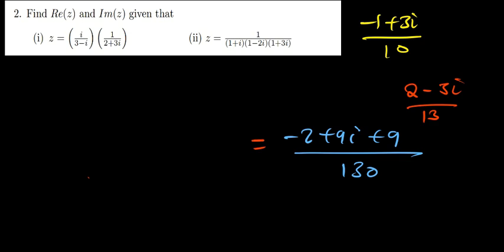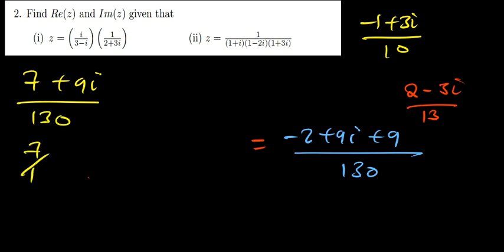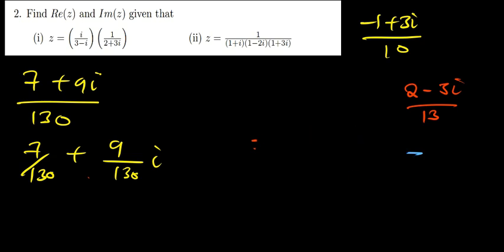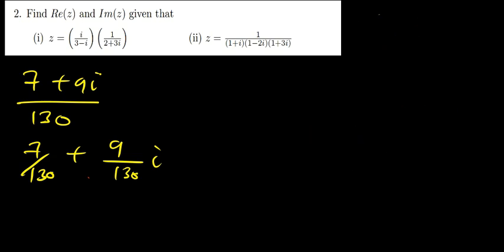So I'll end up having negative 2, that is going to be 7, then plus 9i divided by 130. So it will be 7 divided by 130 plus 9 over 130i. Is there any number which can go into 7 and 130? I don't think so.